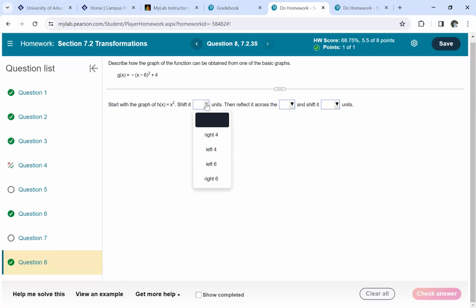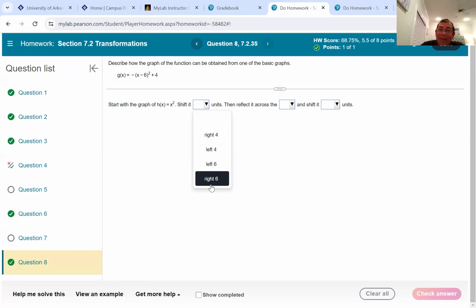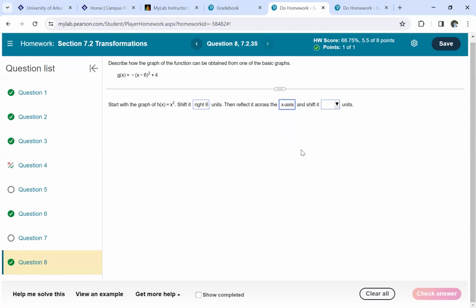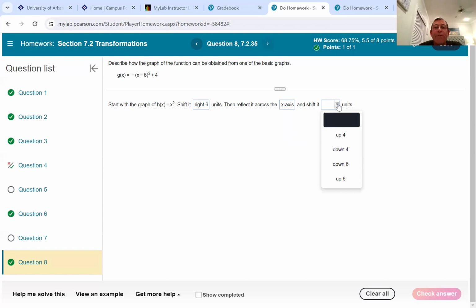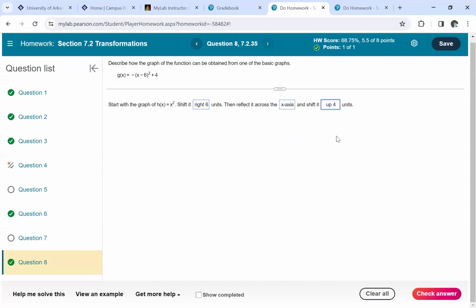Isn't it going to be right? Right 6. Okay, I'll take that, right 6. Just remember, y'all did good. Parentheses are a little backwards from what we think, but definitely going to go right 6. Reflected across the x-axis. And then shift it up 4, down 6, up 6. Up 4. There you go, y'all, that's the trick.